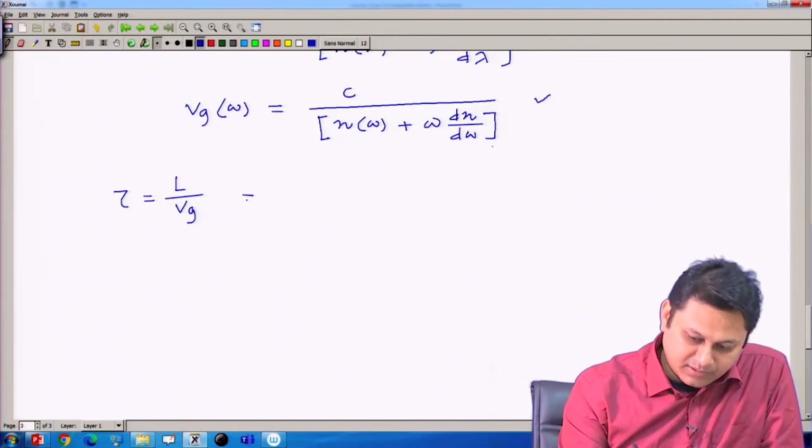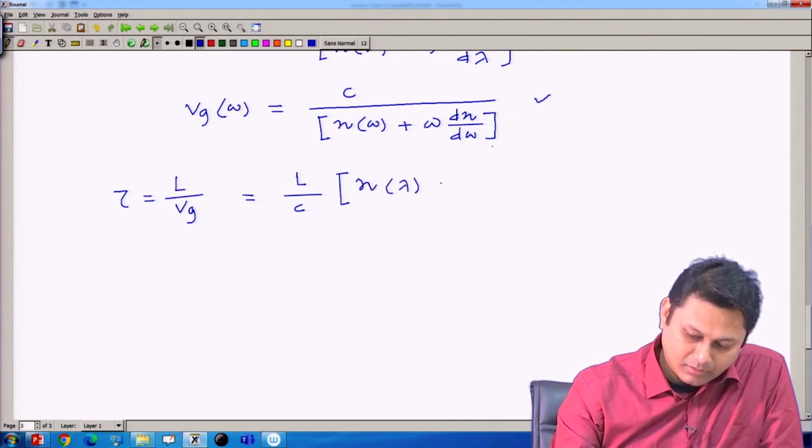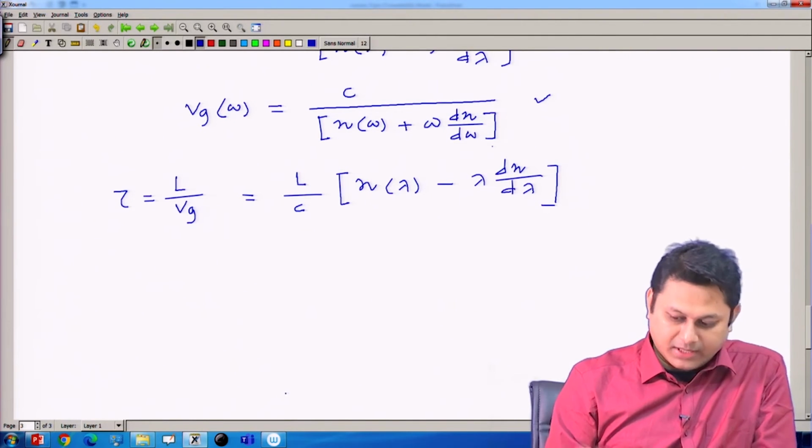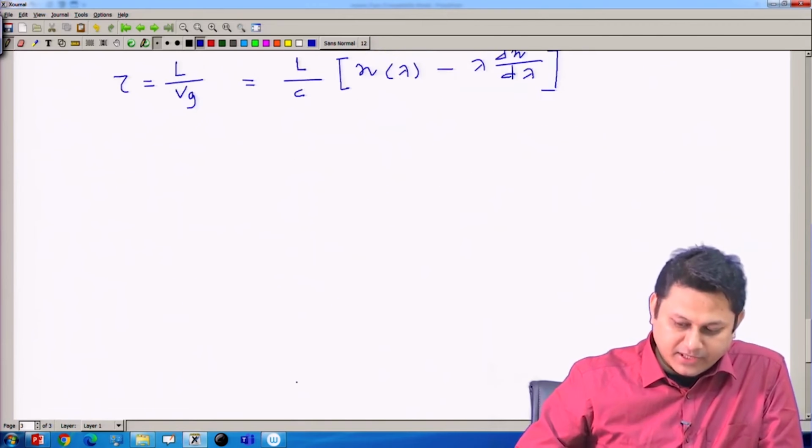Now, it should be simply L divided by c multiplied by n of lambda minus lambda dn d lambda. Okay, so far it is fine.